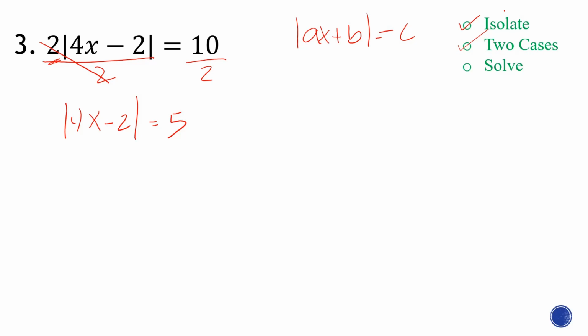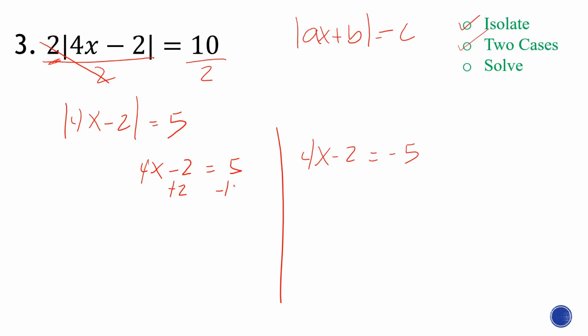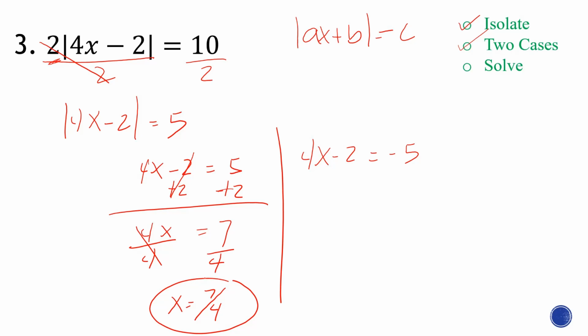So the 2 cases will be 4x minus 2 equals 5, just drop the absolute value bars. And then the next will be 4x minus 2 equals negative 5. And then just solve these 2 equations separately. So we add 2 on both sides because that is minus 2. This will be equal to 7. So 4x equals 7, divided by 4. Therefore, x is equal to 7 over 4.